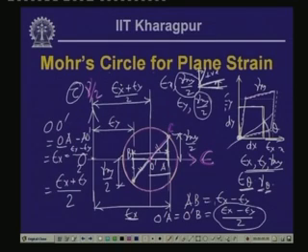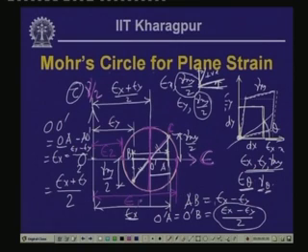Now, from this we can compute. This is the point which represents the value of the maximum normal strain, and this we designate as epsilon 1. This is the value of the minimum normal strain, and this we designate as epsilon 2. Also, this is the value which gives us the maximum value of the shearing strain, which is equal to the radius of this particular circle.